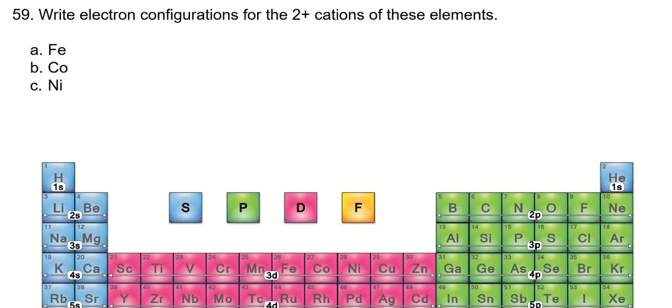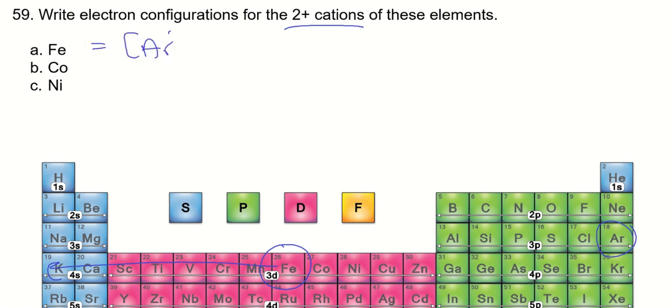Let's write some electron configurations for two positive cations, which means they have lost two electrons to become 2+. I copied and pasted this color-coded periodic table with the blocks color-coded. So iron is number 26. We can write the electron configuration by going back to the nearest noble gas, which is argon.